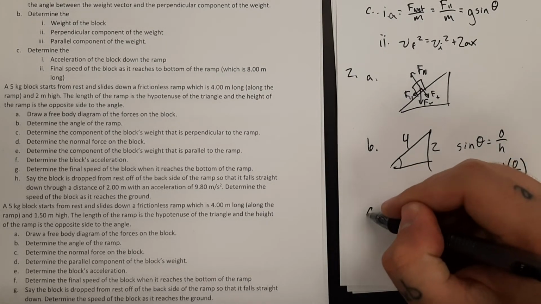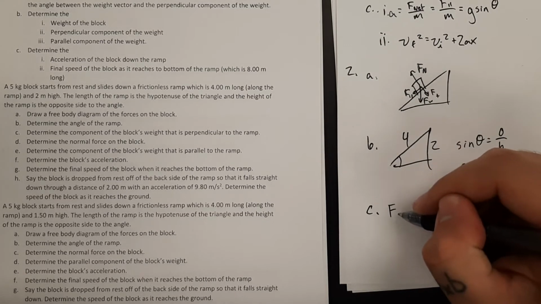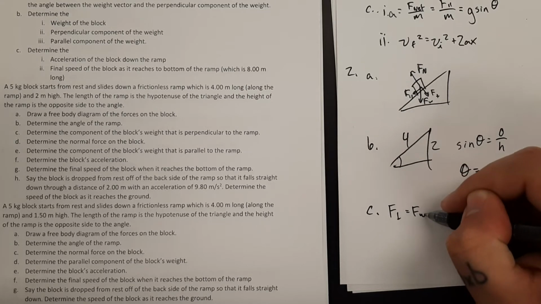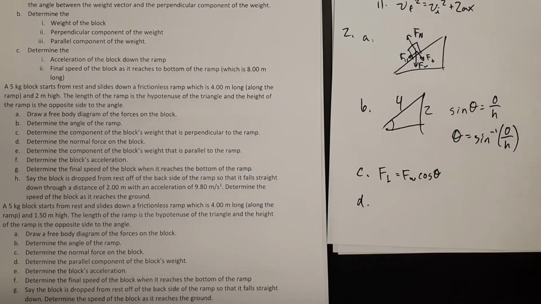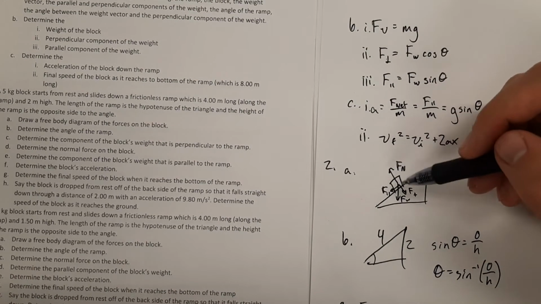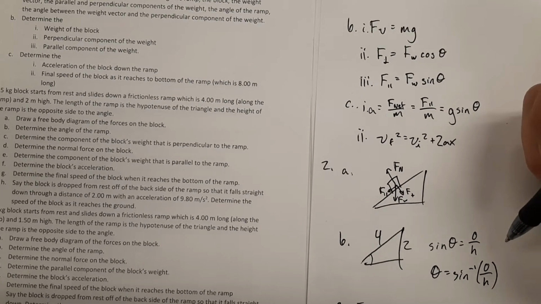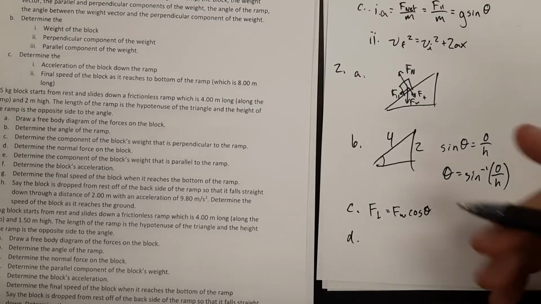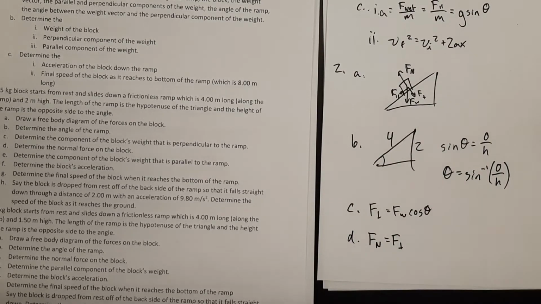C, determine the component of the block's weight that is perpendicular to the ramp. So you're looking for the perpendicular component, so just like before, that is going to be FW cosine theta. Anytime you're looking for the perpendicular component, FW cosine theta. D, normal force on the block. If you're looking at this block, it's not moving up off the ramp, it's not moving down into the ramp, which means that these two forces have to cancel out, your Fn and your F perpendicular. So that means that your normal force is just going to be equal to the force that you just found, because it has to cancel it out. It's just in the opposite direction.